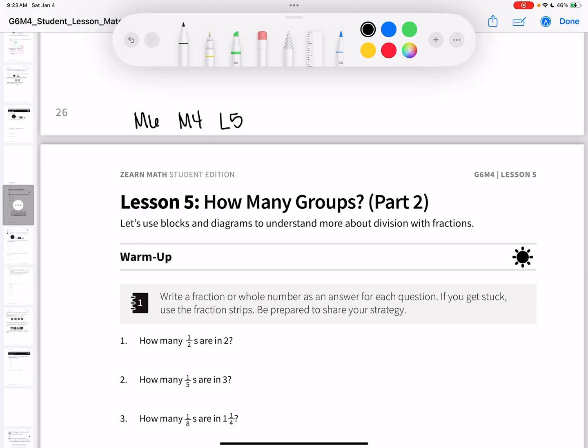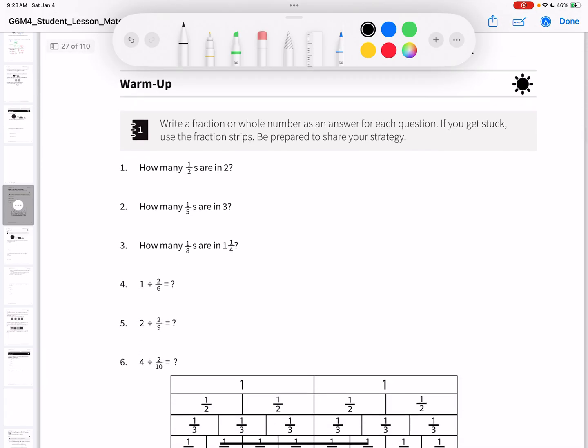Today we're doing Math 6, Mission 4, Lesson 5. How many groups, Part 2. All right. Our warm-up. Write a fraction or a whole number as an answer for each question. If you get stuck, use the fraction strip. Be prepared to share your strategy.